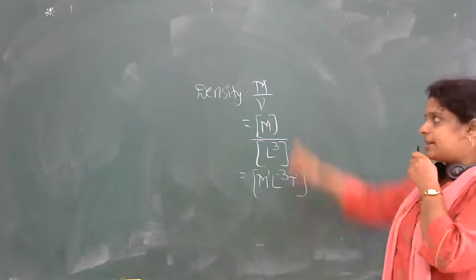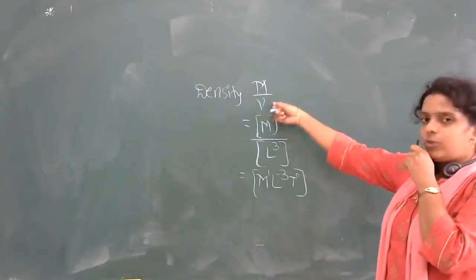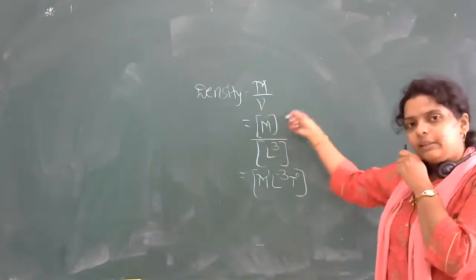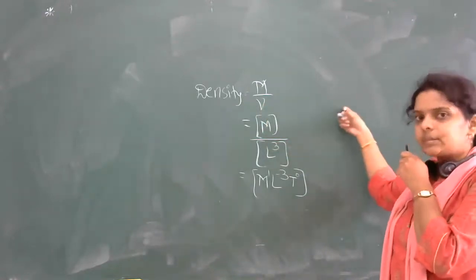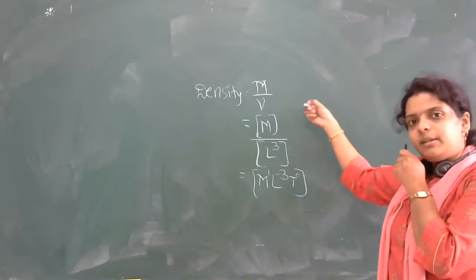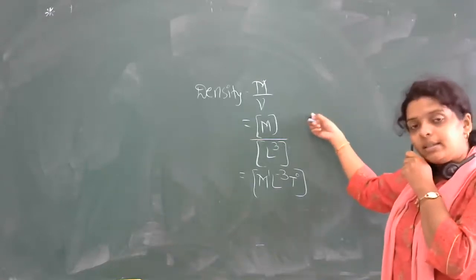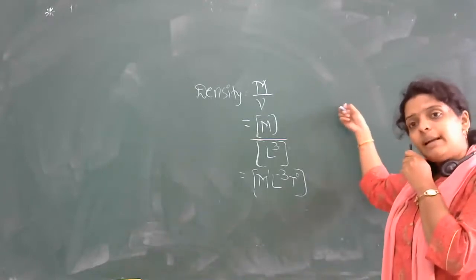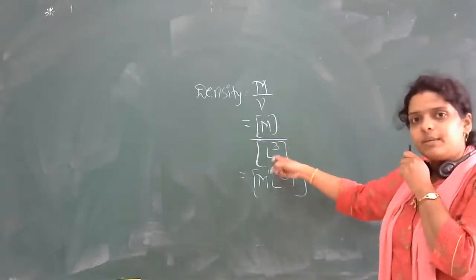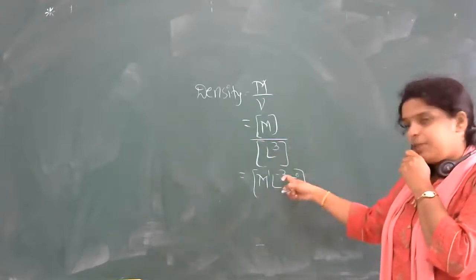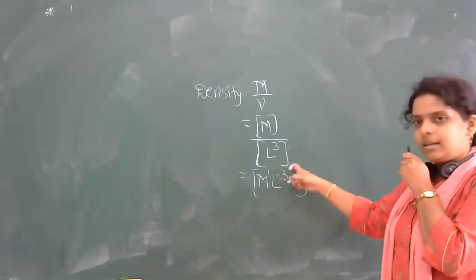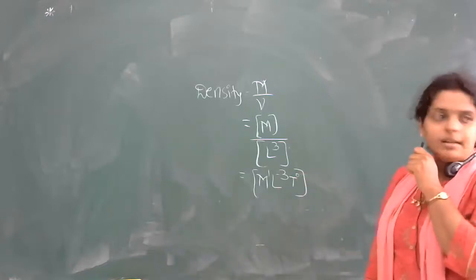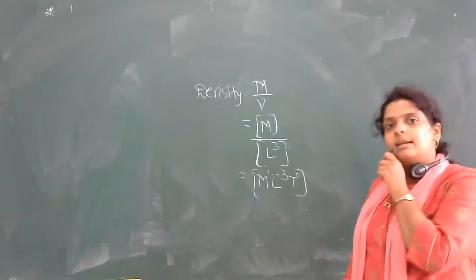I hope you are understanding. Formula is mass per unit volume. Mass you will write as M. Volume is length into breadth into height. So length, the dimension is L. Height, the dimension is L. Breadth dimension is L. Therefore it becomes L raised to 3. So if you simplify, you will get M raised to 1, L raised to minus 3, T raised to 0. So this is for your density. Okay.